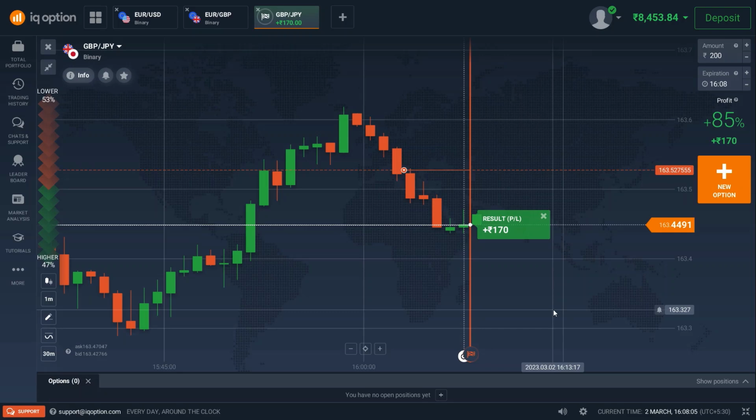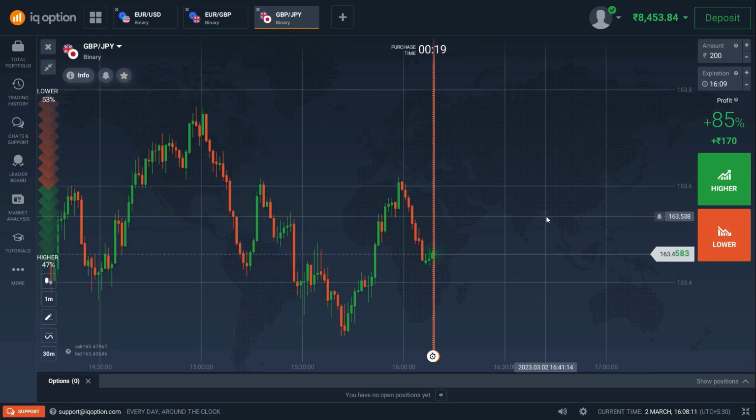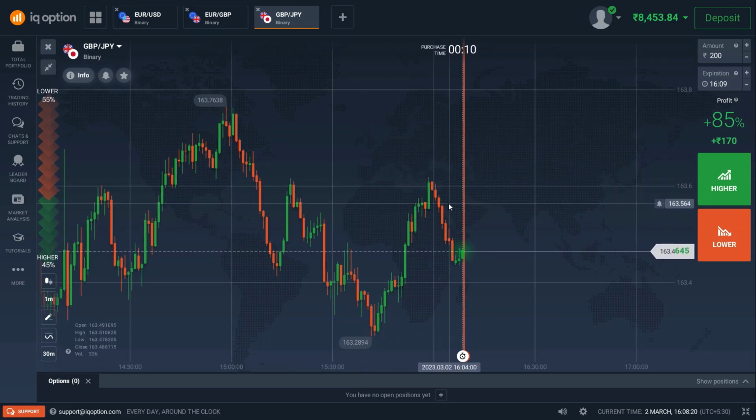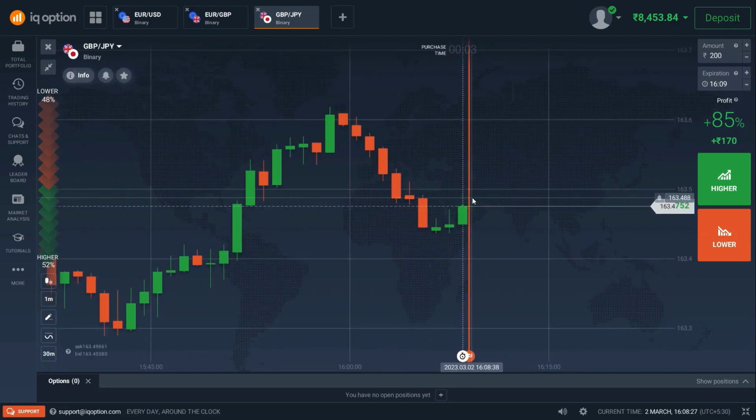So we won this trade with a clear margin, guys, as you can see. And let me explain the setup. You can also see that I did not use any tools over here, because I'm quite confident with this trading setup. Let me just explain the setup quickly.